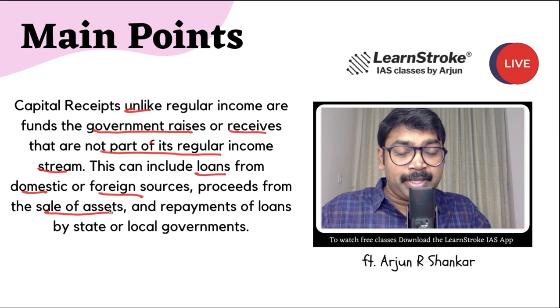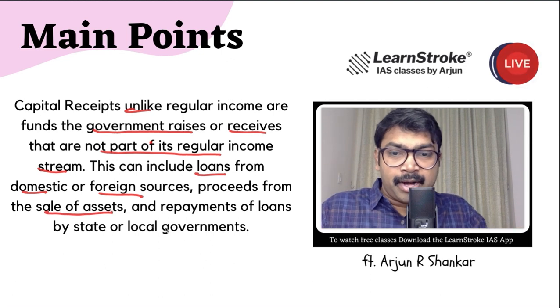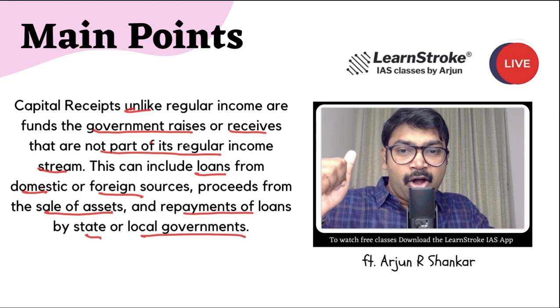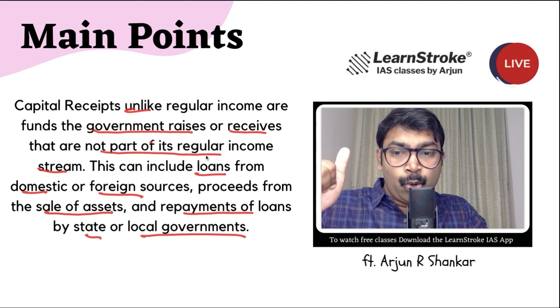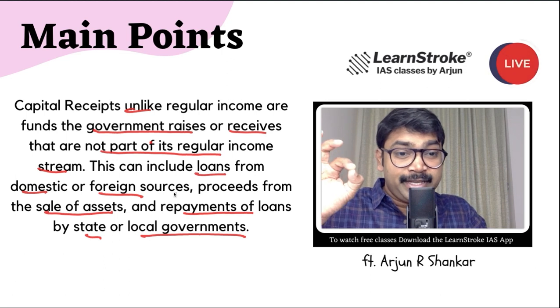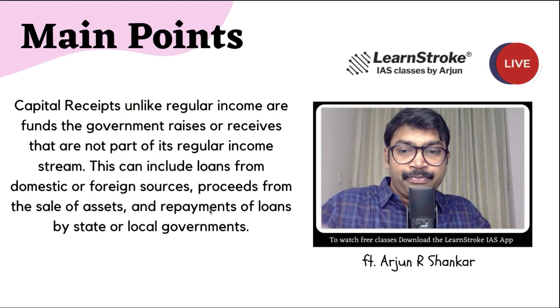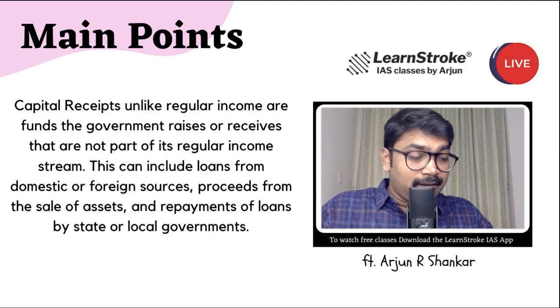You sell off something, you get that money, and repayments of loans by state government or local government. So this is the money that you get. Please remember, it's not part of the regular income. Loans from domestic and international sources, proceeds from the sale of an asset, repayment of loans by state or local government. So these are all the capital receipts.